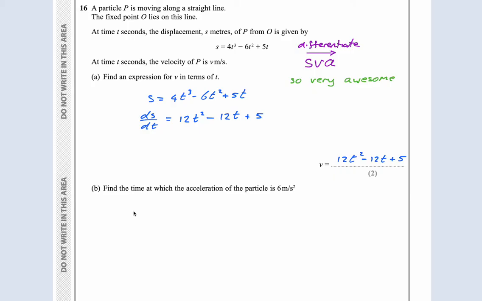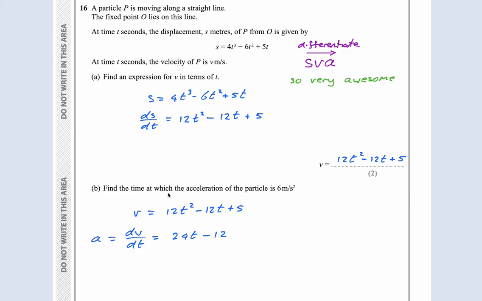So if I have velocity equals 12t squared minus 12t plus 5, if I differentiate this, dv dt, I get the acceleration. That's what acceleration is. It's dv dt. So again, 2 times 12 is 24. 24t to the power of 1 minus 12. This t disappears, and this 5 is a constant. That disappears. So this is the acceleration.